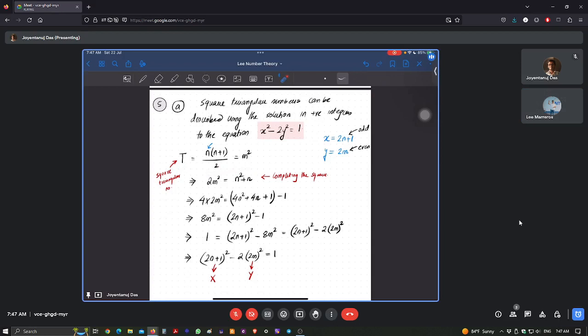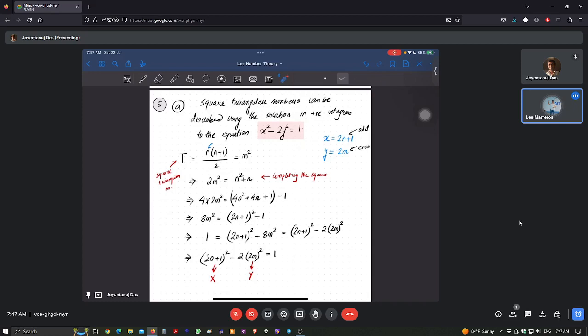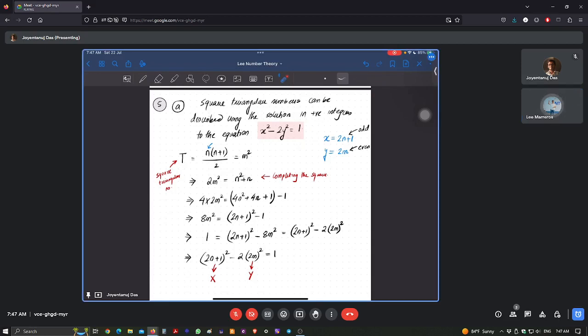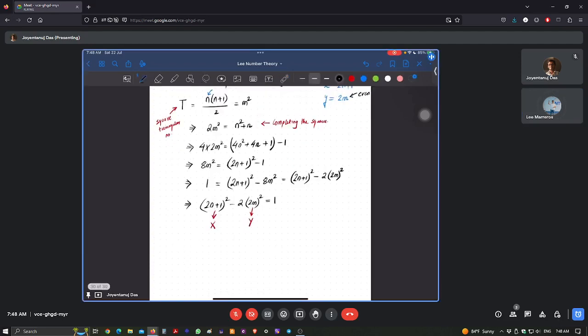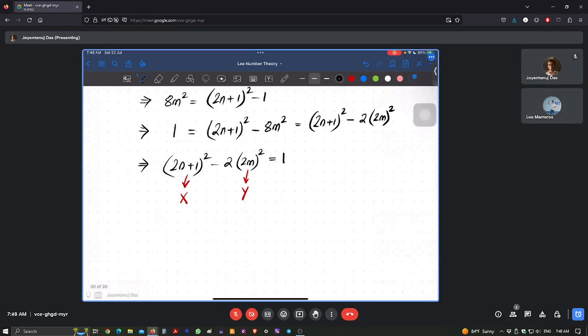So that's why the integer solutions to this equation describe the square triangular numbers. That is the proof. So the last line, what we can conclude is: solutions to x squared minus 2y squared equals 1 with x odd and y even. So that will represent square triangular numbers.